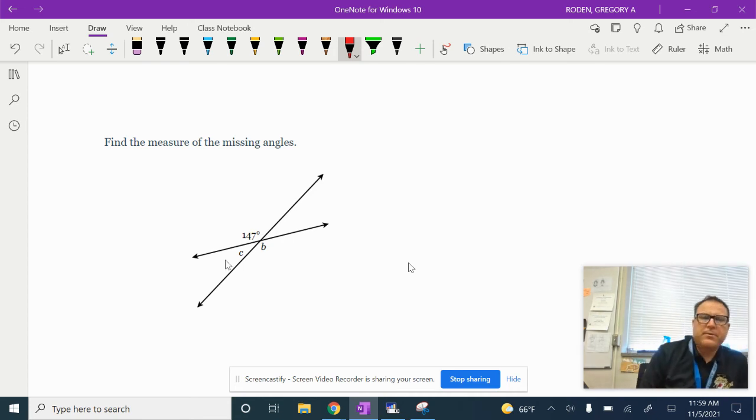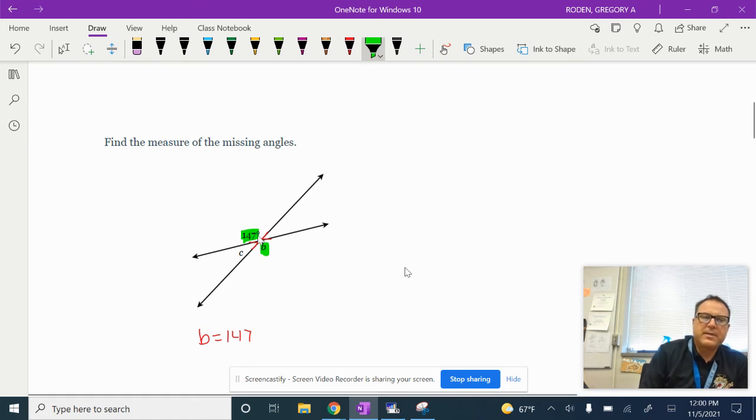So the first thing we're going to do is I'm going to figure out B first. And here's how I know B is so easy. B is going to equal 147 degrees because it's vertical. See how they're vertical to each other? They point to each other. Vertical angles, they make little V's that point to each other. Angle B right here is vertical to that 147 degrees. They point to each other. So I know that B is 147 degrees.